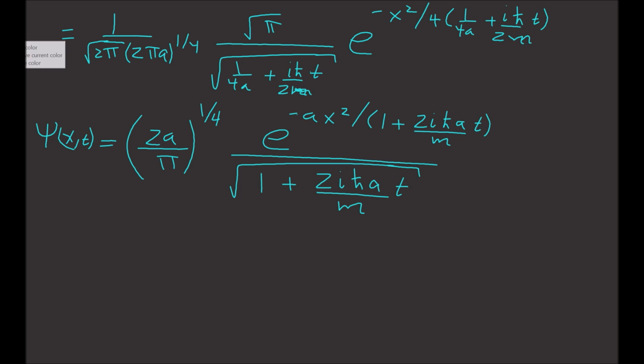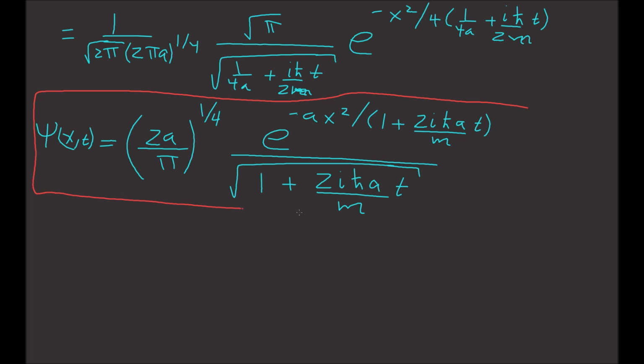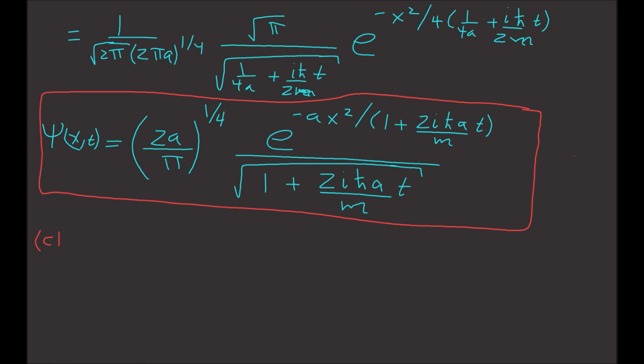I would recommend you go through the algebra because there's a lot of steps going between this above equation and this boxed equation. So I skip a lot of algebra in between these steps. So this is our wave function in terms of position and time. Next, we have to find psi star psi, right?